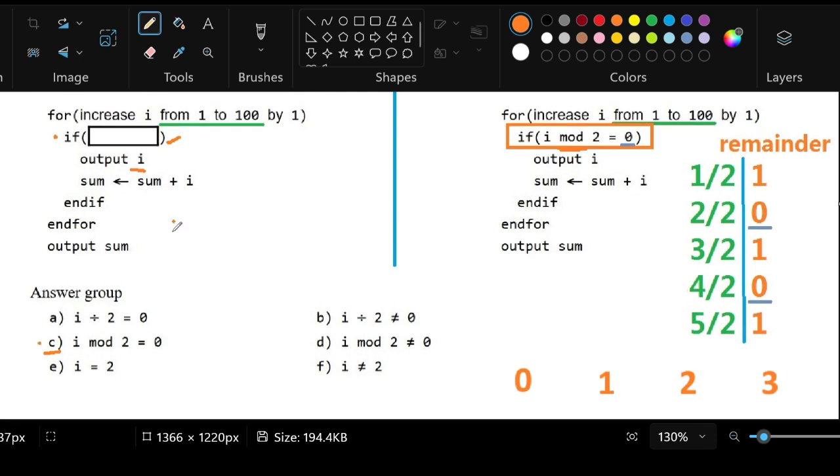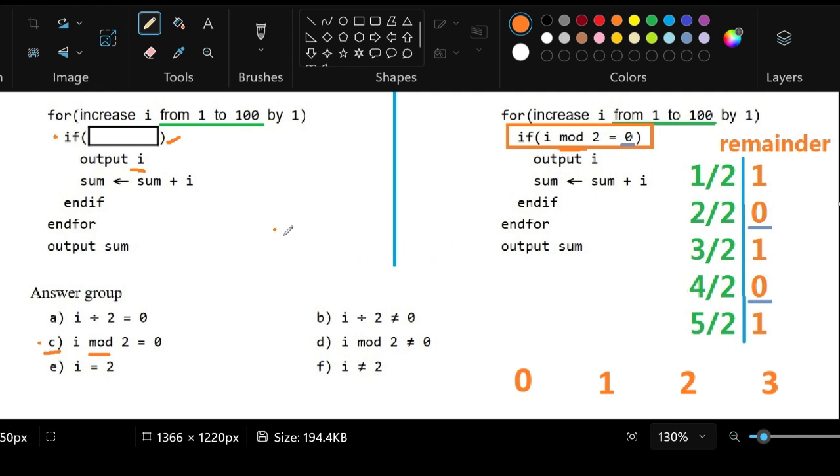I think at the time when I was answering this, I chose the correct answer, which was C. And I think it's because the modulo operator is something that I have encountered before, I've used before, so I know what it is. And then once we can put the condition in the correct place, we have the output here, which is I, and it's supposed to be an even number. The sum is added, and then later on we output the sum.